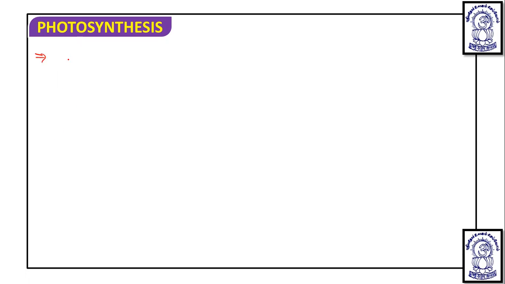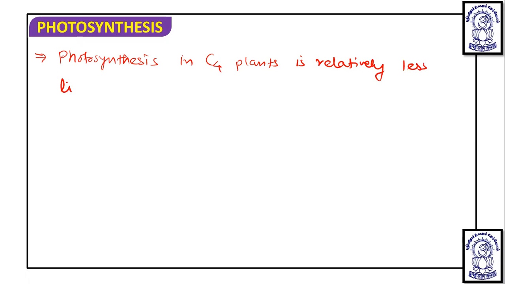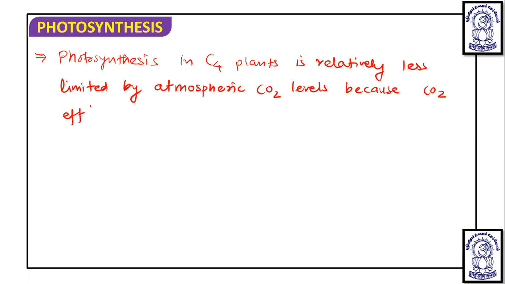So it is known that photosynthesis in C4 plants is relatively less limited by atmospheric CO2 levels because CO2 is effectively pumped into bundle sheath cells.